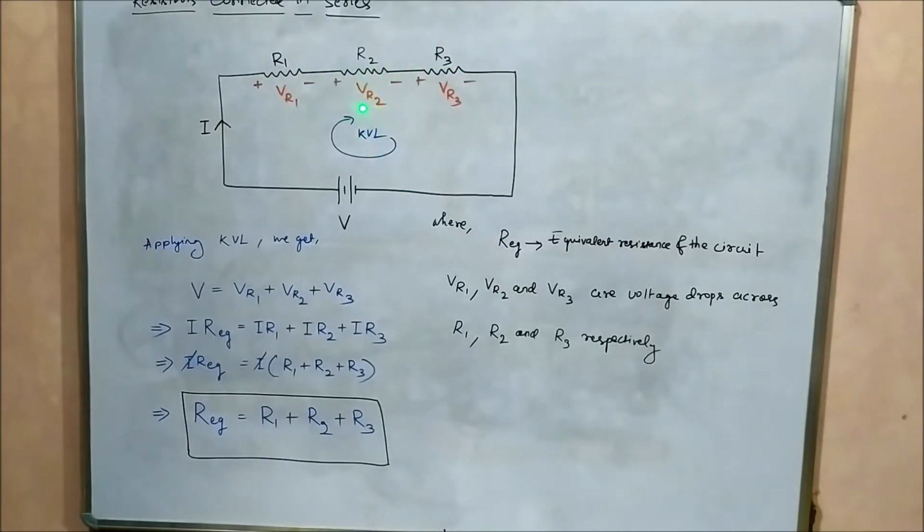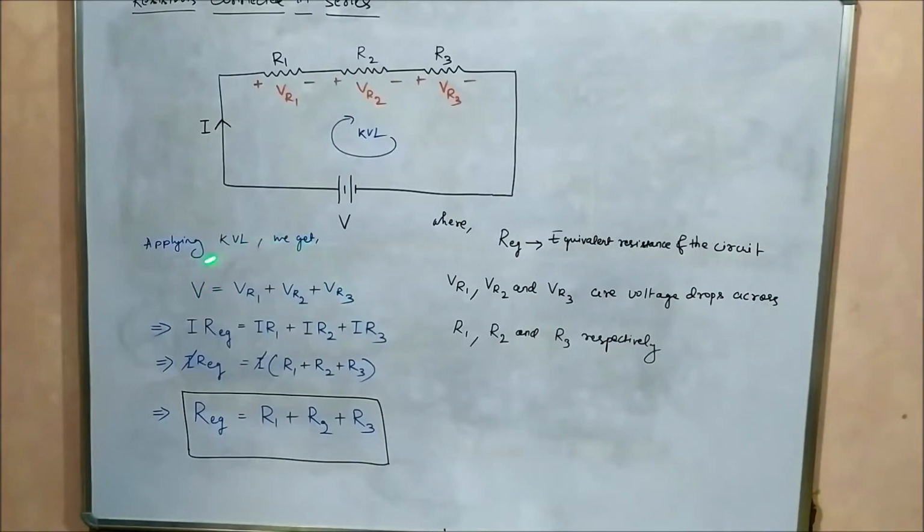Now if we apply KVL in this closed loop, we will get V, which is the total voltage of the DC voltage source across which these three resistors are connected, equal to the sum of the three voltage drops across the three resistors. That is, V is equal to the voltage drop across R1 plus the voltage drop across R2 plus the voltage drop across R3.